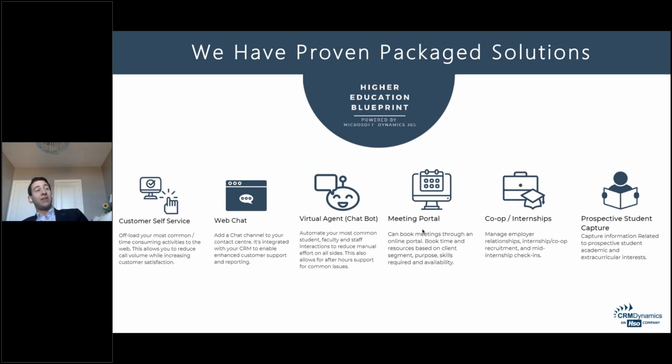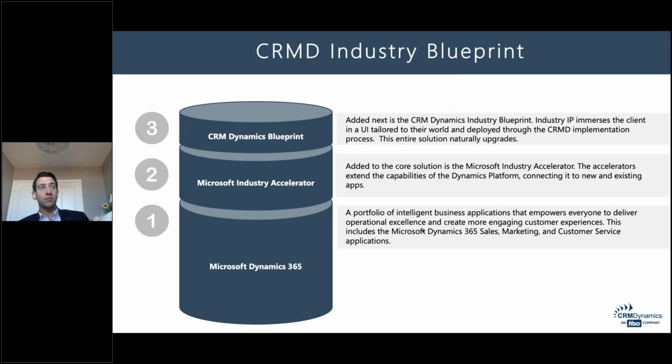We have customer self-service. We have web chat, virtual agents. So if you're interested in chat bots, which is the biggest thing in 2021, we can do that as well. Meeting portals, co-op and internships that we can track if you have those, as well as the contacts with the associated companies you're dealing with. So let's say, for example, you had an intern that came to CRM Dynamics, you're probably going to have the contact information for our COO, Dirk Schrader, who would be managing all of that.